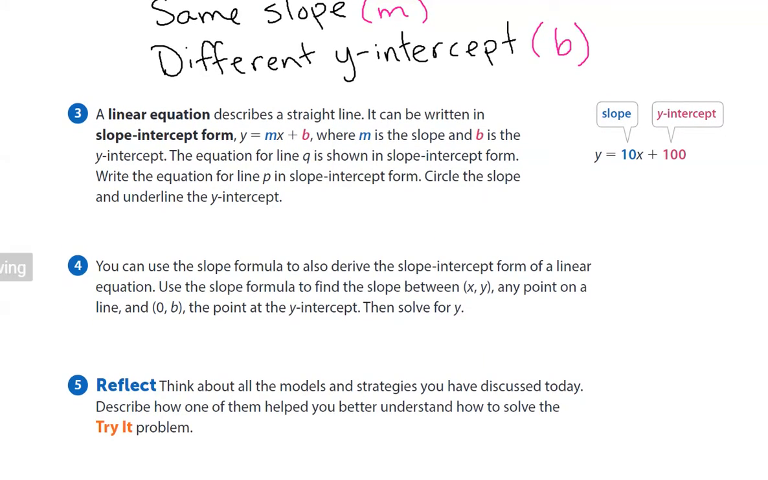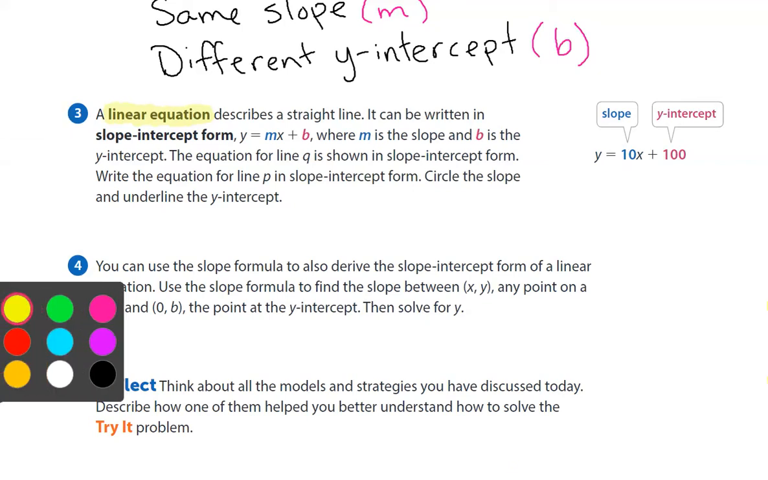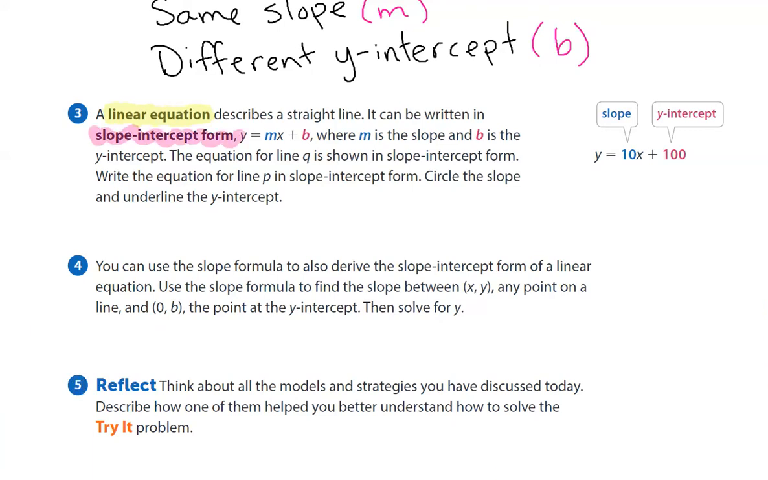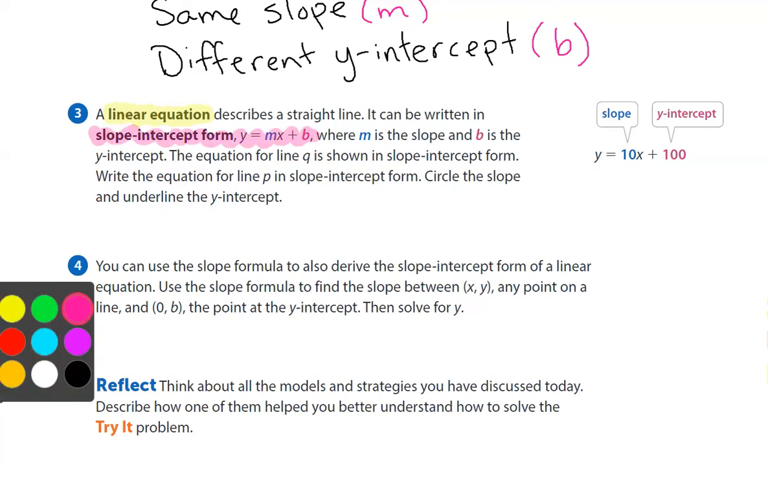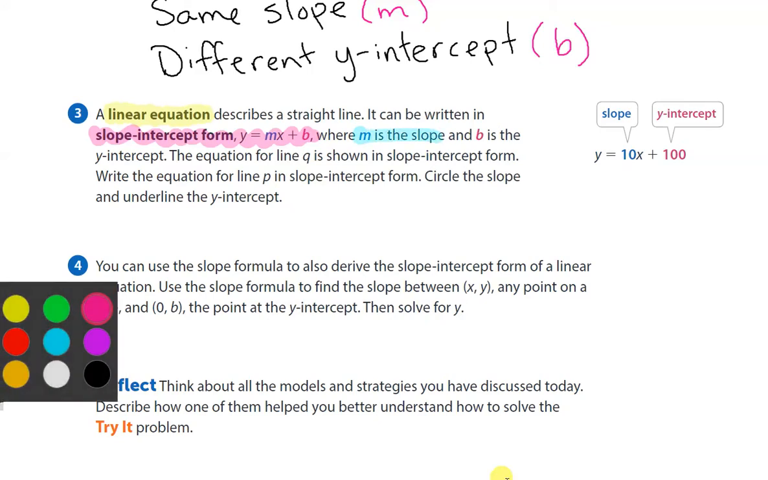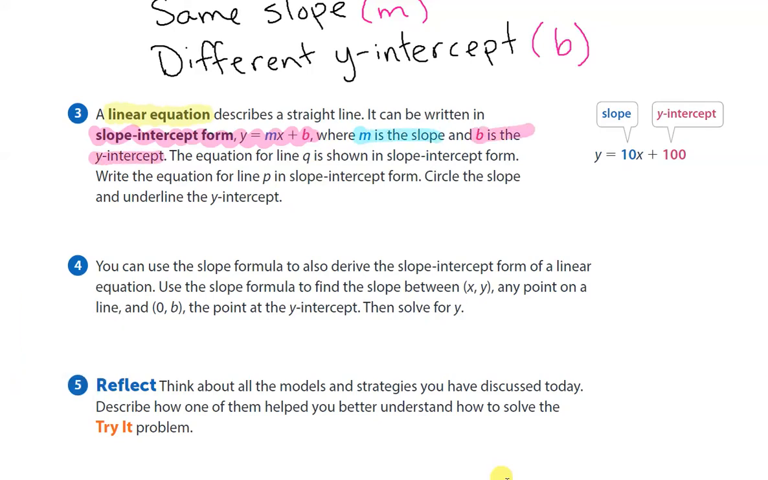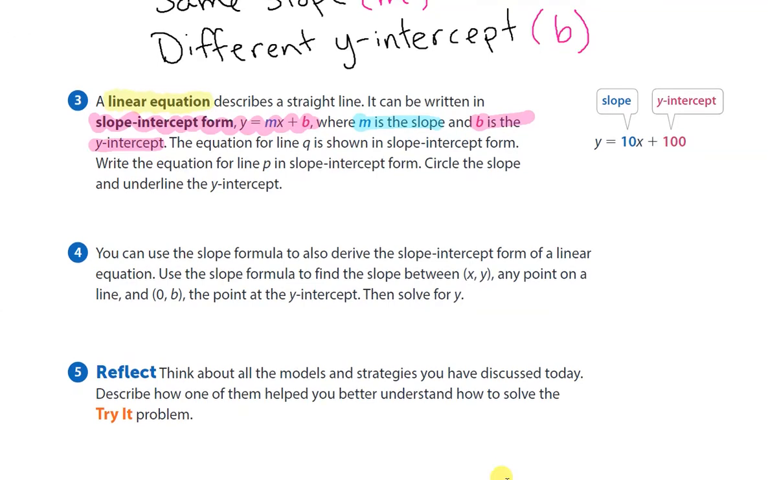Number 3, a linear equation. There's the term that we wanted. Well, I guess another term we want now. I'm throwing a bunch of new terms at you, aren't I? Linear equation, an equation that represents a line. That's why it's a linear equation. So a linear equation describes a straight line. It can be written in slope-intercept form, which is y equals mx plus b, where m is the slope and b is the y-intercept. You should probably underline those things because it will help you remember.